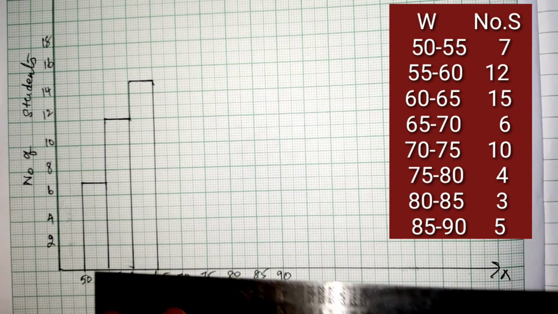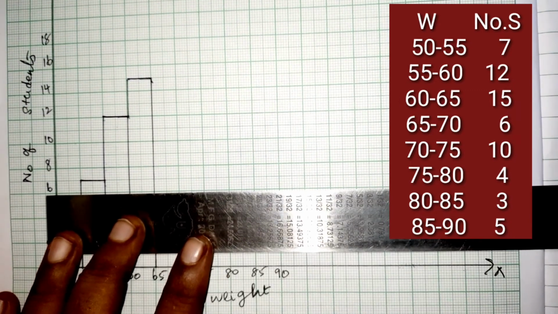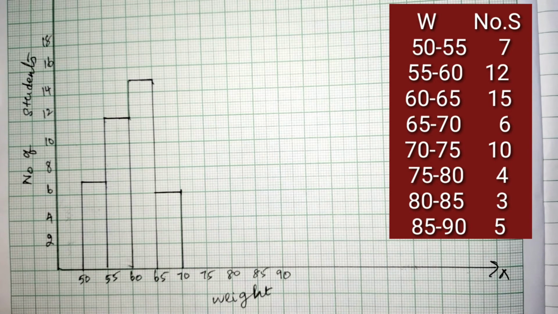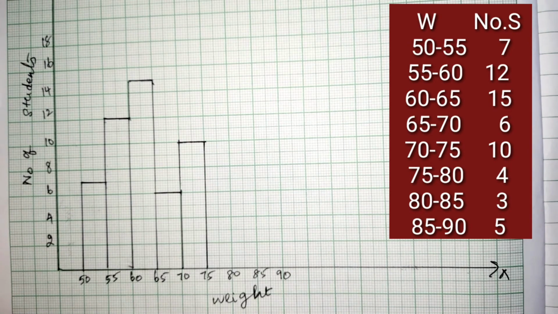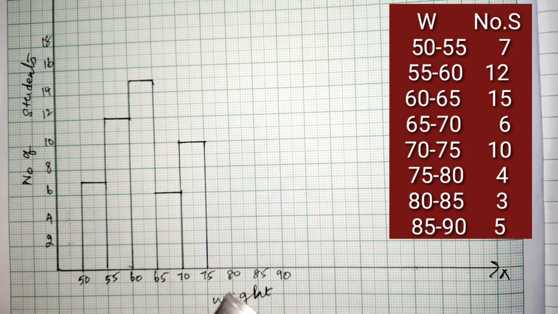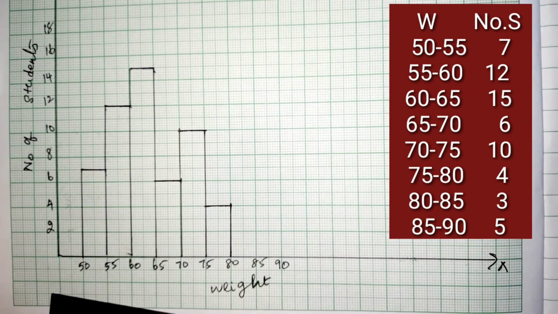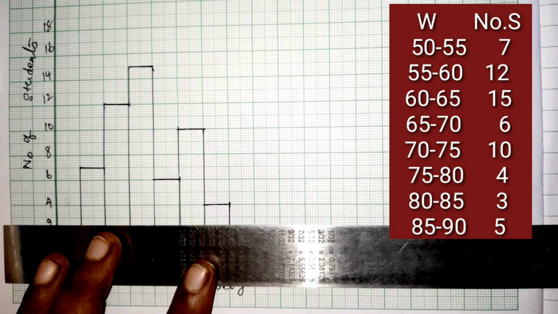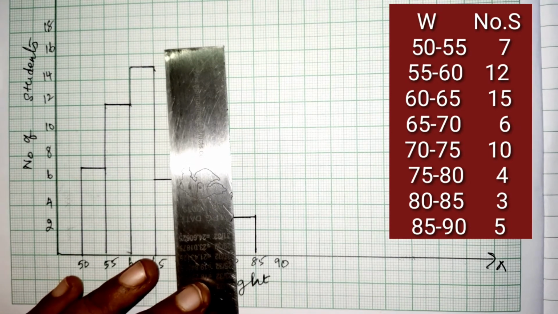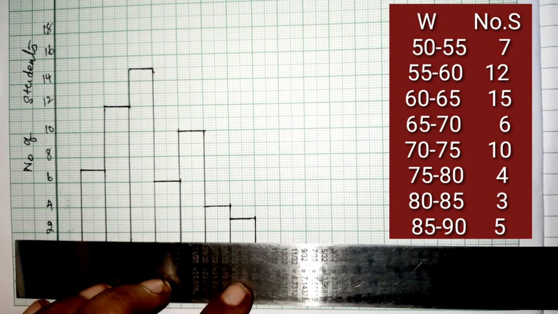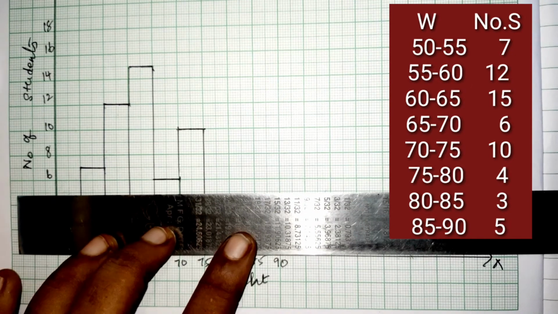From 65 to 70 the number of students is 6. From 70 to 75 the number of students is 10. From 75 to 80 the number of students is 4. From 80 to 85 the number of students is 3. From 85 to 90 the number of students is 5. 5 is some point here.